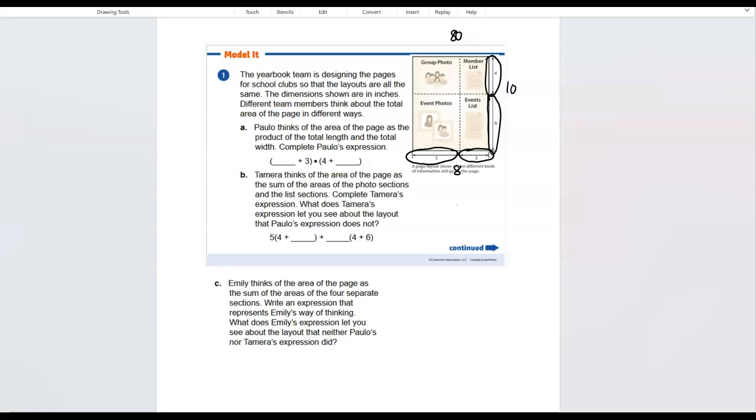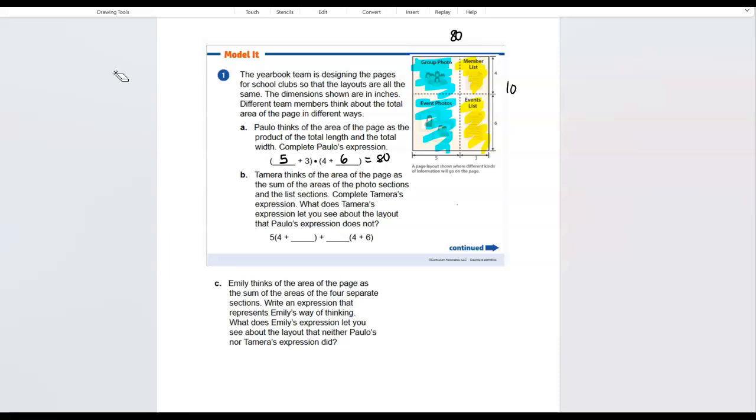So Paolo thinks of the area of the page as the product of the total length, right? So we kind of just did that. 5 plus 3 there, and 4 plus 6, which is still 8 times 10, which is 80. Tamara thinks of the area of the page as the sum of the areas of the photo sections and the list sections. So she's breaking it out. She's saying, I want to find the area of these photo sections right here, and then add it to the area of the list sections, which should still give us the same answer.